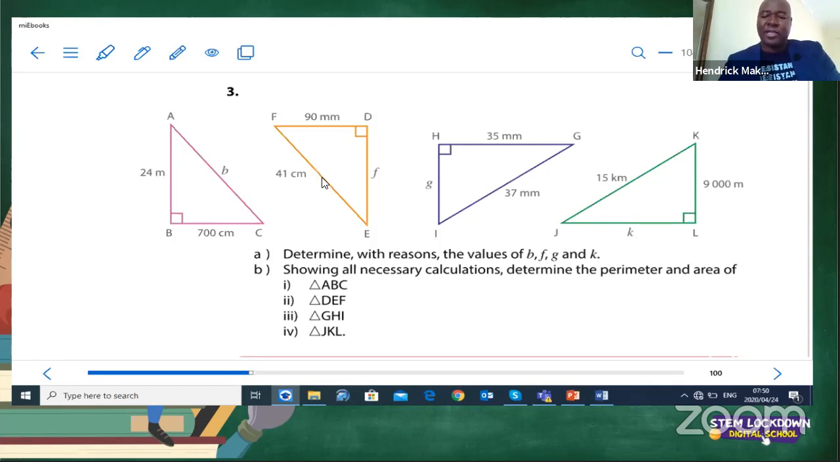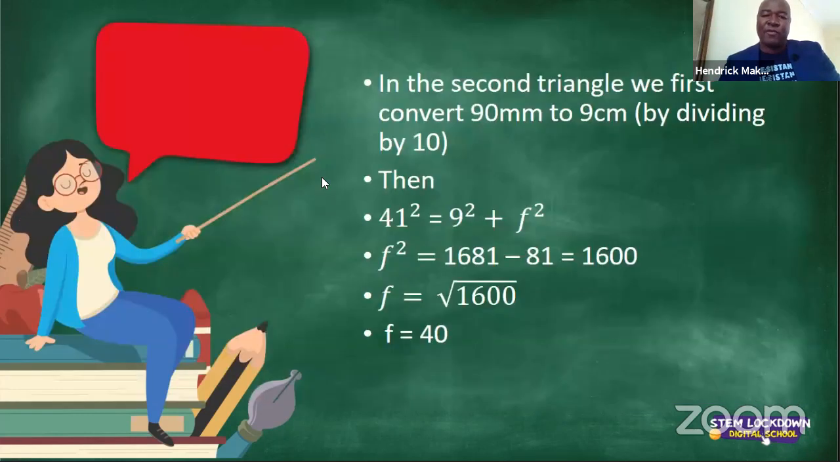Now let's look at how we've converted in the second triangle there. It is clear that when we convert 90 millimeters to centimeters, we are going to divide by 10, as I've said. And if you divide 90 by 10, you get 9. Therefore, 90 millimeters will be equal to 9 centimeters.